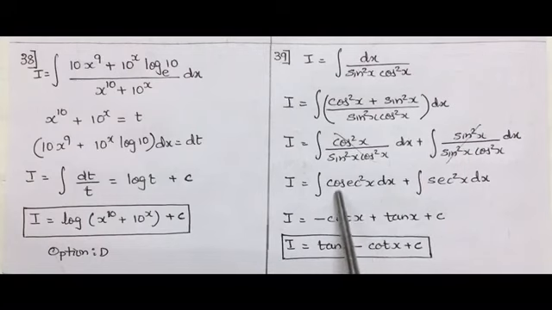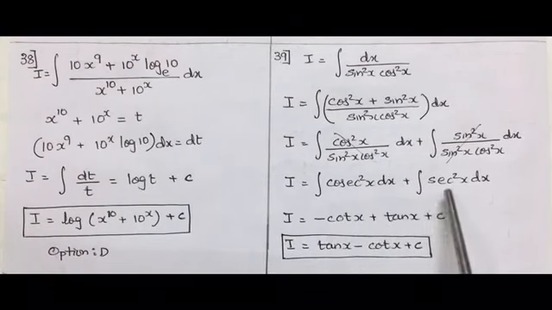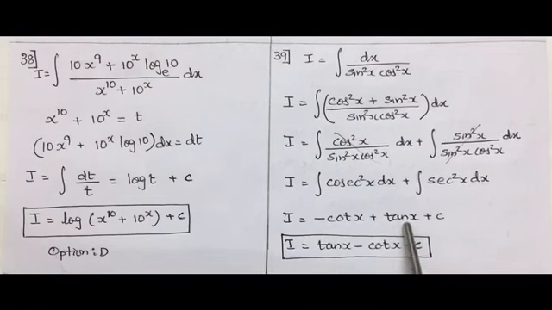Now the standard integration of cosec square x is minus cot x, and sec square x is tan x plus c. So the final answer becomes tan x minus cot x plus c.